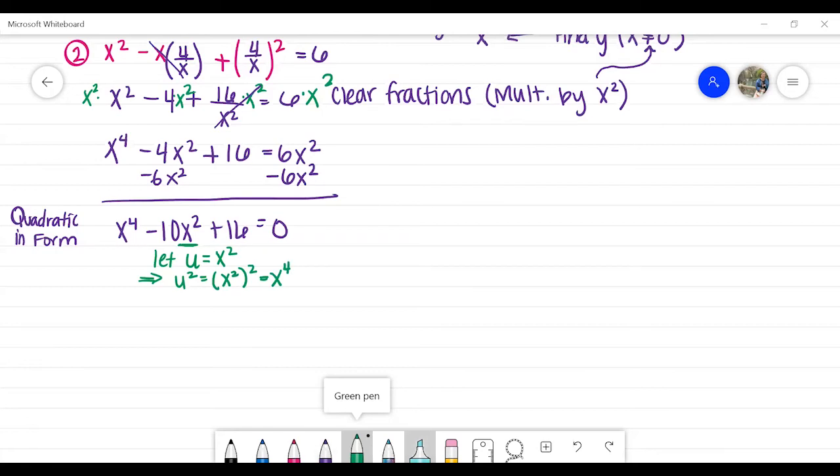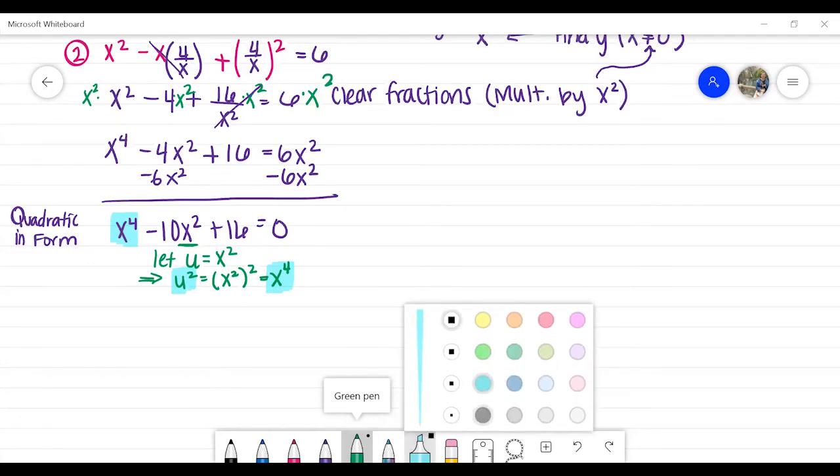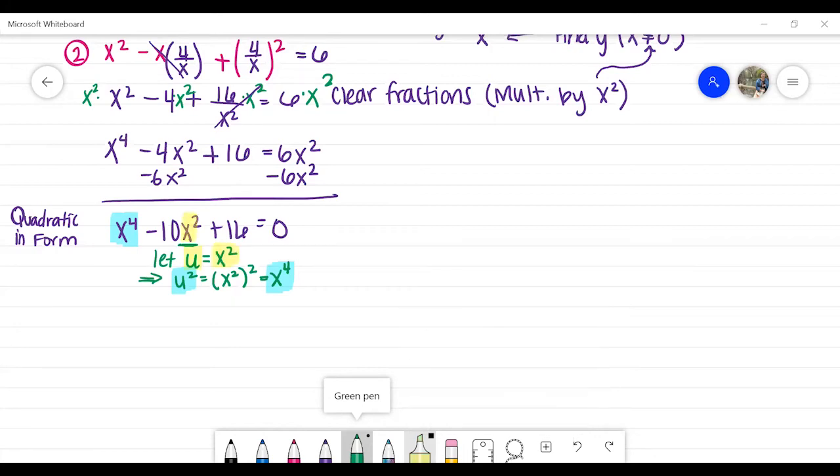So if you see, we have both of those substitutions. U squared for x to the fourth, well, that's right here. And also, we'll go yellow, u for x squared, which is right there. So we make that substitution. Instead of x to the fourth, we write u squared minus 10, and instead of x squared, we write u. The 16 doesn't have an x, so it doesn't change, and it's equal to 0. So now you see that this is something that factors a little cleaner, right? You can do this without substituting, but this is our most common approach.